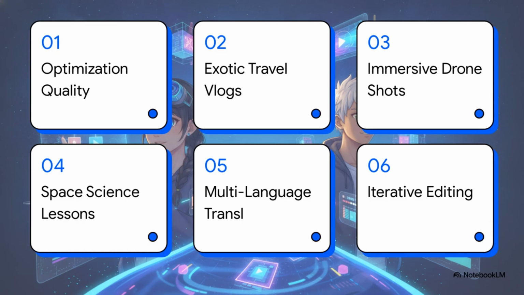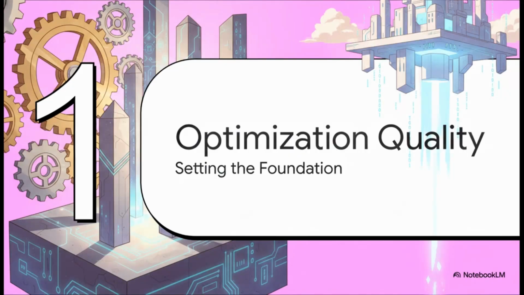Here's our roadmap for the explainer. We're going to hit the optimization quality checklist, craft some exotic travel vlogs, dig into immersive drone shots, build space science lessons, tackle multi-language translation, and finally go over iterative editing and troubleshooting. Let's go! All right, Section 1, the optimization quality checklist.